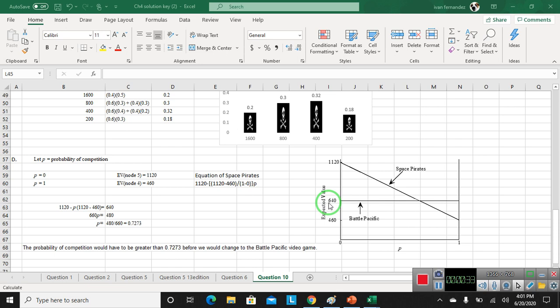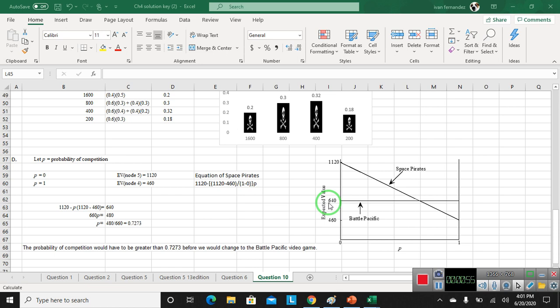Okay, so this is the what if. What if competition is not as high as we thought? What if it's lower? What if it's higher? At what level of competition is Space Pirates no longer the best option? This is something that you need to tell your manager, the decision maker. They need to know when to change course.